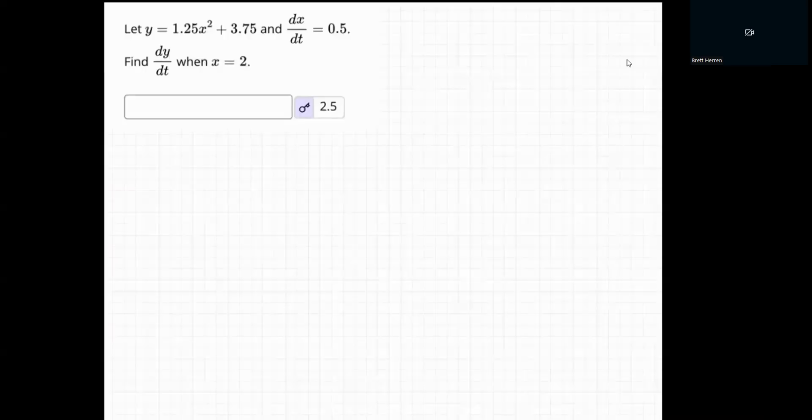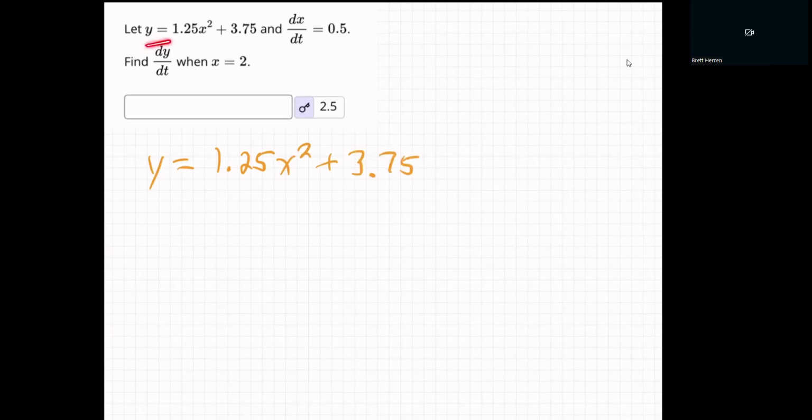Okay, on this example, we have an equation. Let me bring it down here. Y equals 1.25 x squared plus 3.75 right here. They want us to find, and they're telling us dx dt is 0.5 and find dy dt when x is 2. Okay, how do we do this?